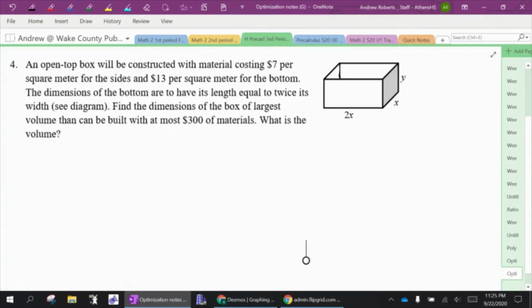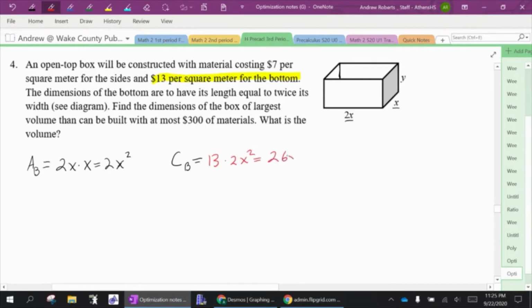And I know the bottom, so the area of the bottom is going to be, well, it would be length times width, but in this case I've got 2x and x. So the area is going to be 2x times x, which is 2x squared. And so the cost of the bottom is going to be the price they said, which for the bottom is $13. So 13 times 2x squared, which is 26x squared. That's the cost for the bottom of my box.